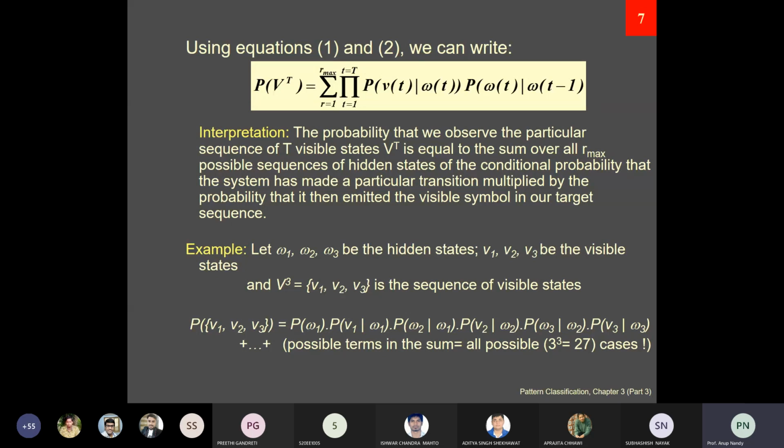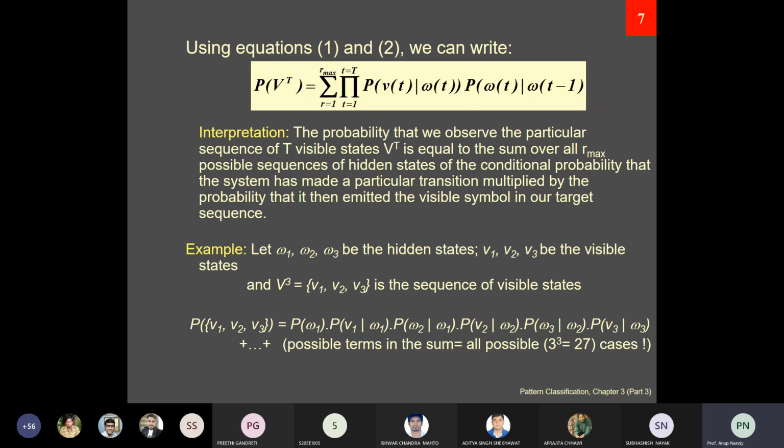So now you need to compute what is the total probability that we observe or generate a particular sequence of T visible states Vt, which is actually equal to the sum over all sequences of hidden states, where the total length is T. Then out of the T-length sequences of hidden states, you take a particular sequence of hidden states, that is r, and you take the product of the transition probabilities and the probability of emitting a visible symbol for our target sequence. So what is the target sequence? That is a capital T.